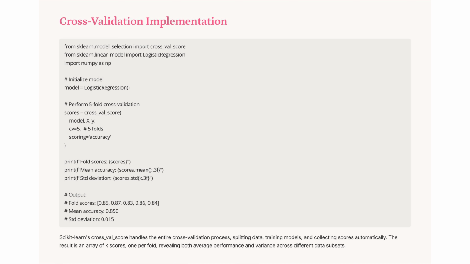Using scikit-learn's cross_val_score, we automate cross-validation, initialize a logistic regression model, then perform 5-fold cross-validation. This yields fold scores like 0.85, 0.87, 0.83, 0.86, 0.84, with a mean accuracy of 0.850 and a standard deviation of 0.015, indicating consistent model performance across data subsets.